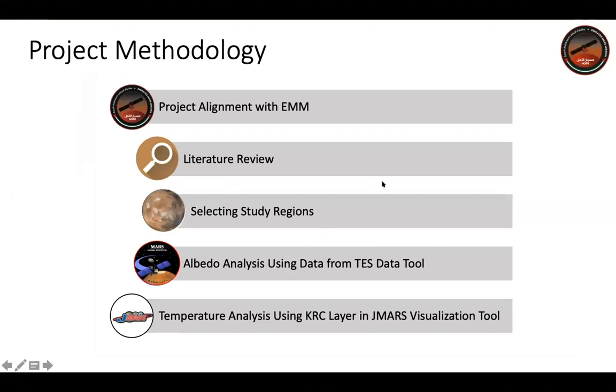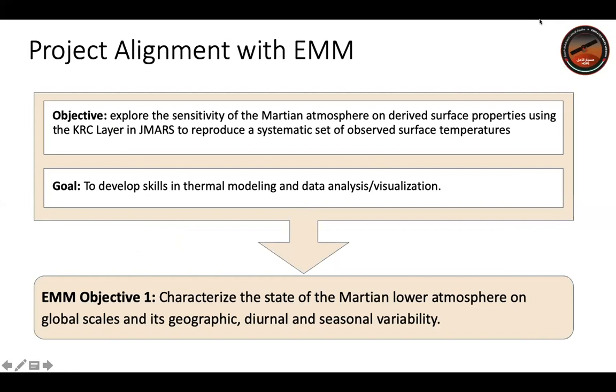This is the outline for the presentation for today, and the methodology that I followed to accomplish my project, starting with project alignment with the Emirates Mars Mission, literature review, selecting study regions, as well as conducting a few analyses. The objective of this project is to explore the sensitivity of the Martian atmosphere on derived surface properties such as thermal inertia and albedo, using a thermal model in JMARS. JMARS is a visualization tool. The aim is to reproduce a systematic set of observed surface temperatures for different sets of atmospheric scenarios.